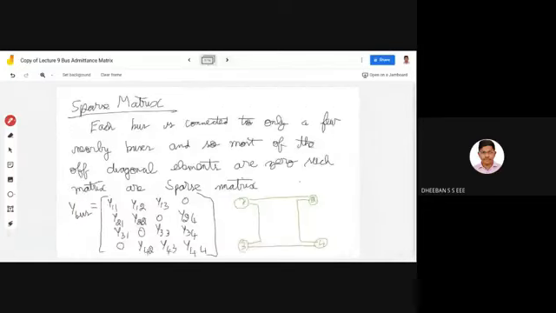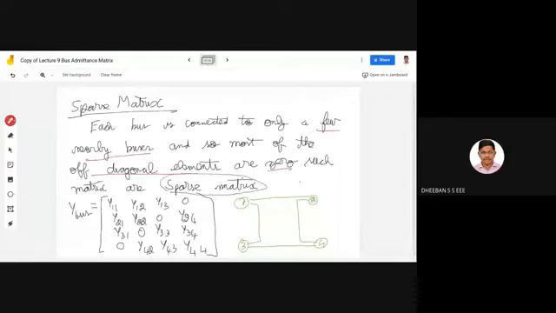Okay, coming to the sparse matrix. So sparse matrix is similar to what I have said. That is, in most cases, the whole network will not be connected together. Each bus is connected to only a few nearby buses, so most of the off diagonal elements will be zero. So if most of the off diagonal elements are zero, then you can consider it to be a sparse matrix.